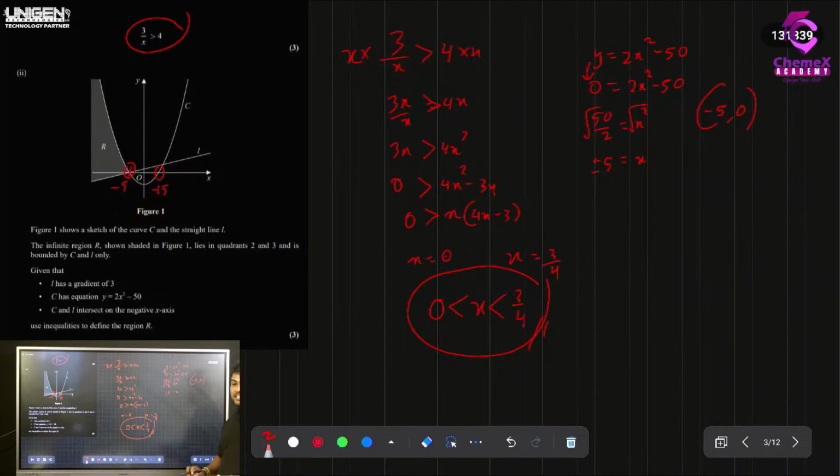Yes, you have a doubt? Ask. No, sir? Okay. So this coordinate is going to be minus 5 comma 0. Now I'm going to write the equation for L.